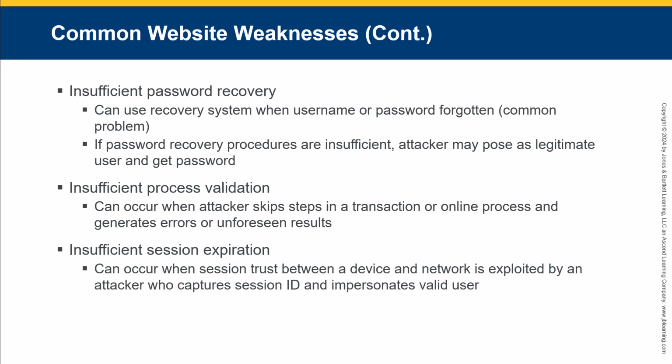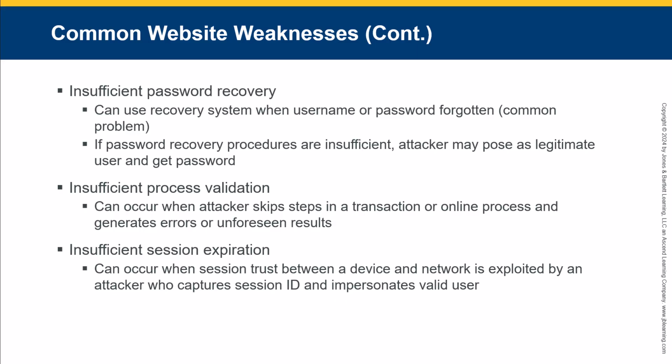Insufficient process validation. It occurs when an attacker skips steps in a transaction or online process and generates errors or unforeseen results. Basically, if they can bypass and they can get weird things to happen, that's a win for them. Because weird things that can happen mean that not normal behavior is going to occur.